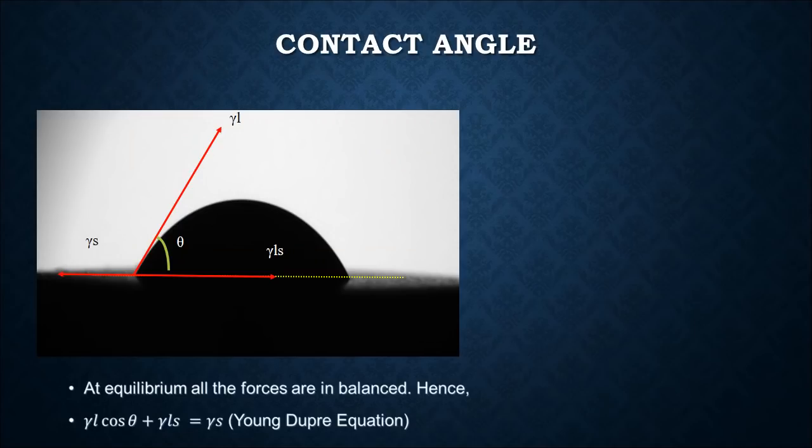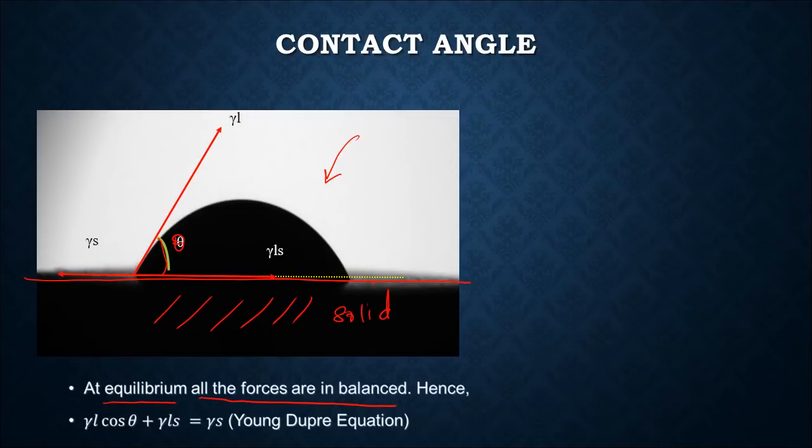Mathematically, contact angle is closely related to surface tension, or it is a function of surface tension. And how is it related to surface tension? Let us visualize the droplet on top of a solid. You have the solid with the surface like this. When this droplet meets the solid, it will make a certain angle. At equilibrium, all forces are in balance, so the force vector on the right will be equal to the force vector on the left.